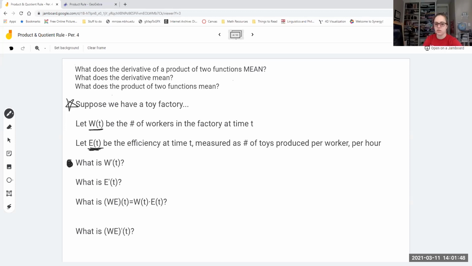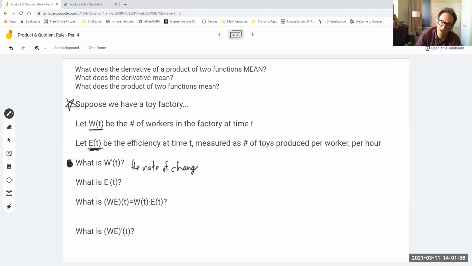The rate of change of the number of workers? Yeah, the rate of change of the number of workers. Okay, so that is, of course, correct. And it's actually probably the most precise way of answering these kinds of questions: just putting "the rate of change of" in front of the function that you're differentiating. You can't go wrong with that.